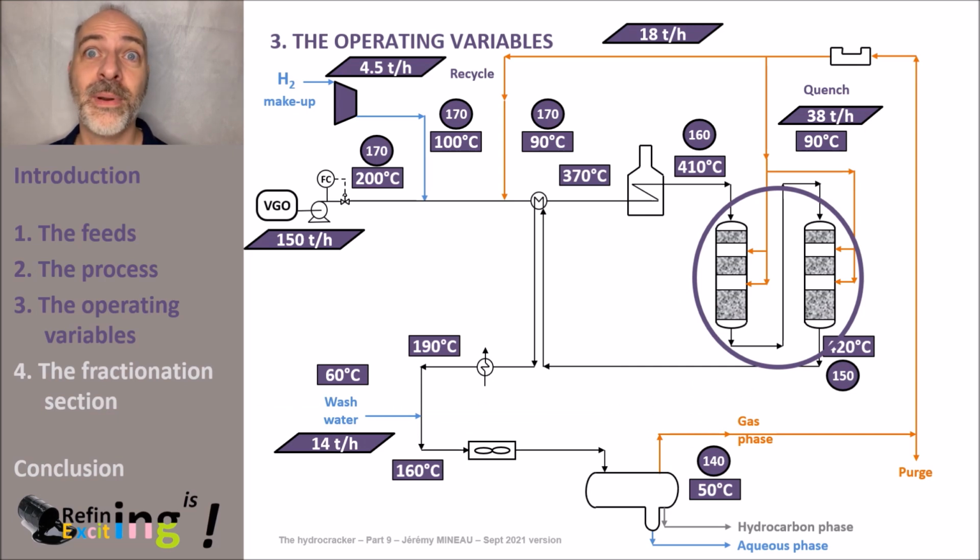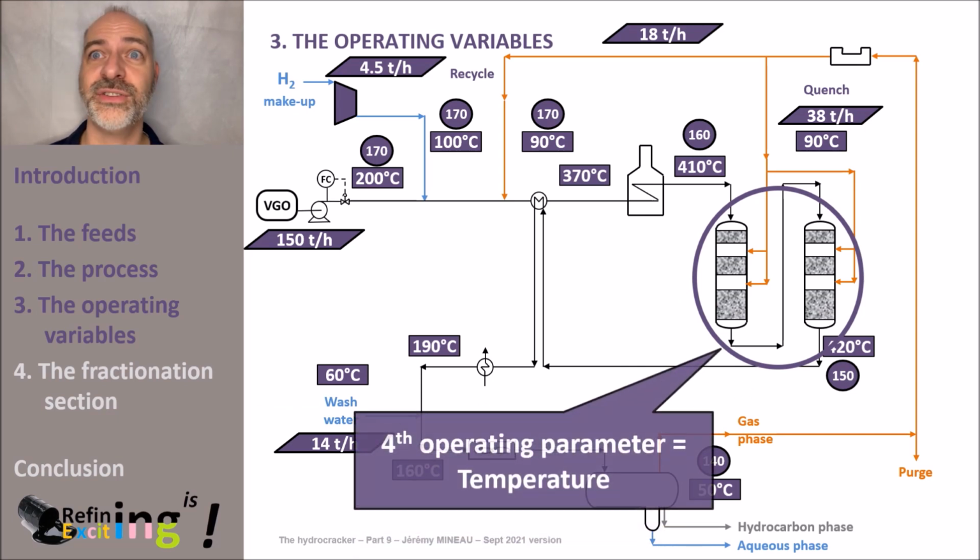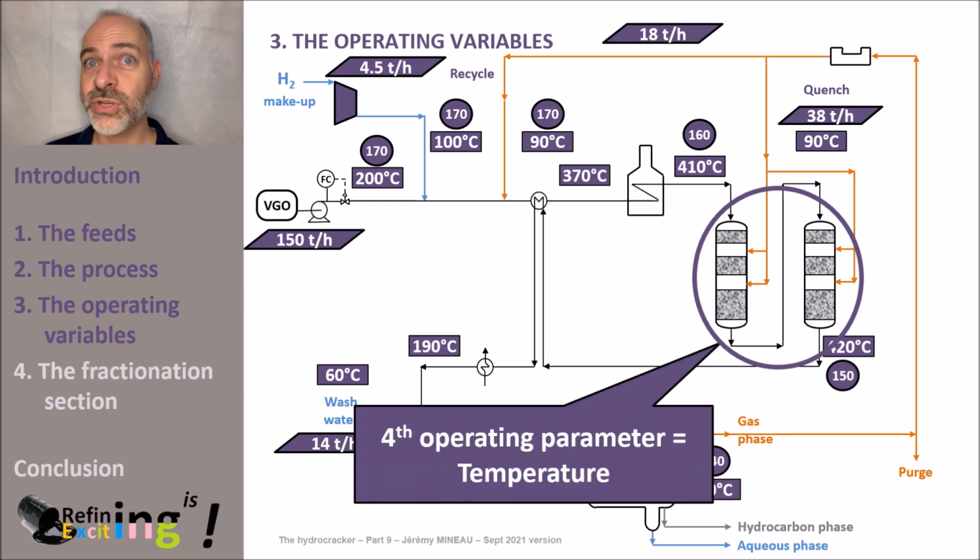Finally, the last main parameter is the temperature in the reactors. And when we talk about temperature, we are talking about an average temperature representative of the catalytic beds. In fact, remember that the reactions are exothermic. The higher the temperature, the greater the severity and therefore the cracking. But be careful, however, not to increase it too much. Otherwise, this would accelerate the deactivation of the catalyst, a sign of having to change it more frequently.